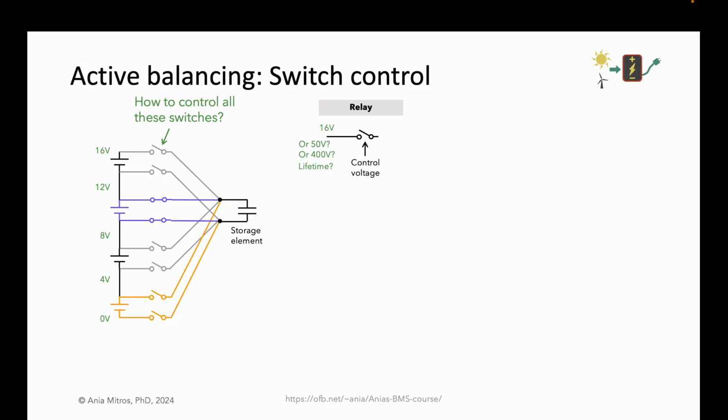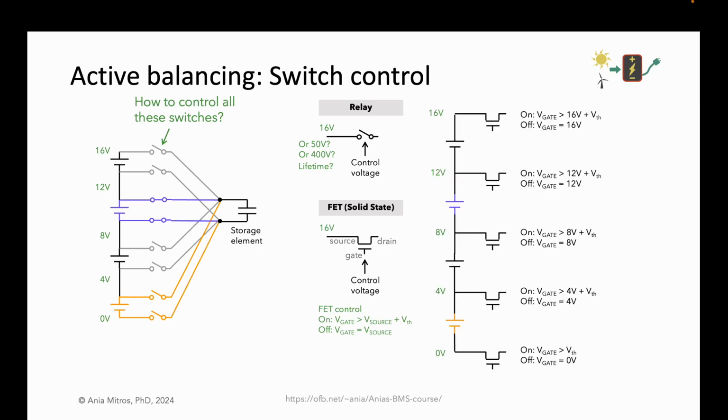And also, relays tend to have worse lifetime than solid-state switches. That is, in general, you can switch a mechanical switch fewer times than you can switch a transistor. FETs are a tempting option for those switches due to their longer lifetime. But the control gets tricky since the control voltage of a FET is relative to its source. Since every FET in the circuit has a different source voltage, the control voltage also is different for each FET.